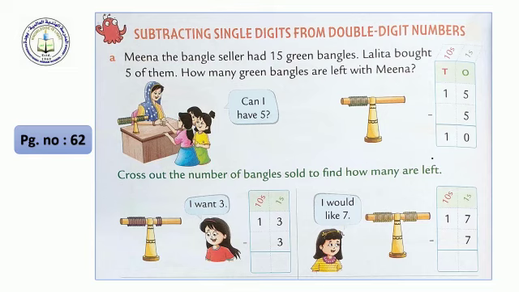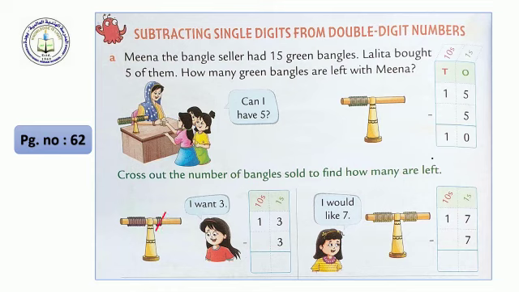Now children, cross the number of bangles sold and write how many are left. In the first sum there are 13 bangles and 3 bangles were sold. So 13 minus 3 is, first subtract the ones place, 3 minus 3.